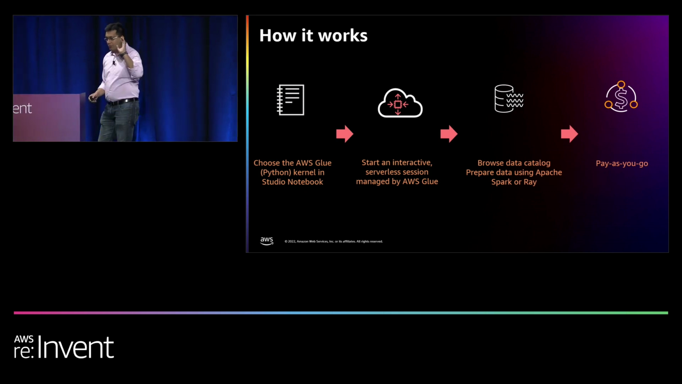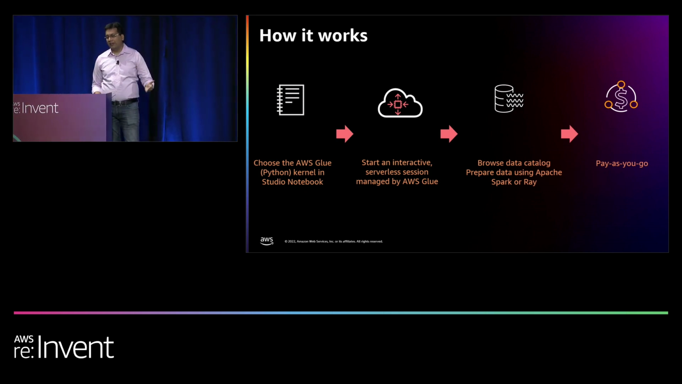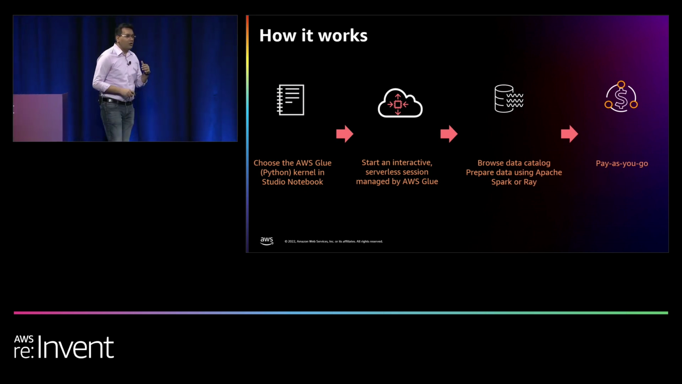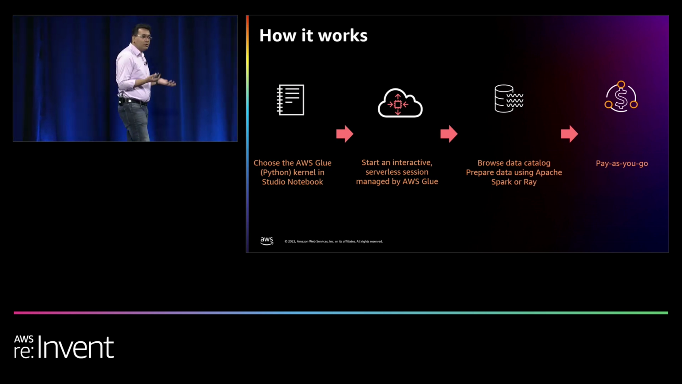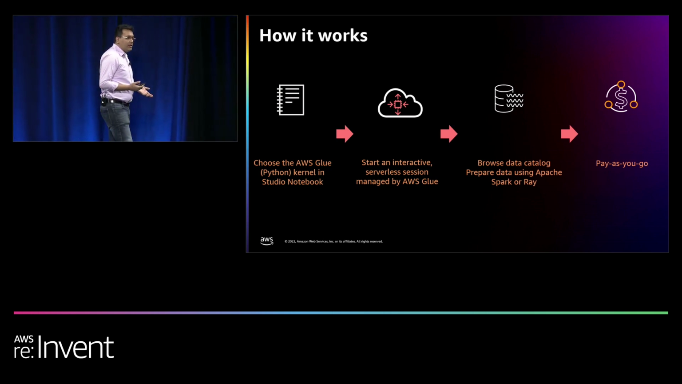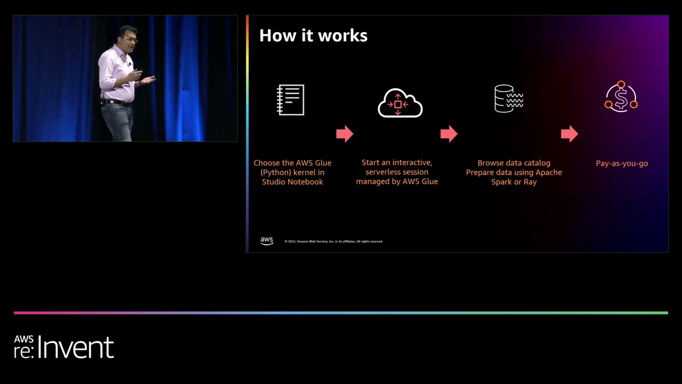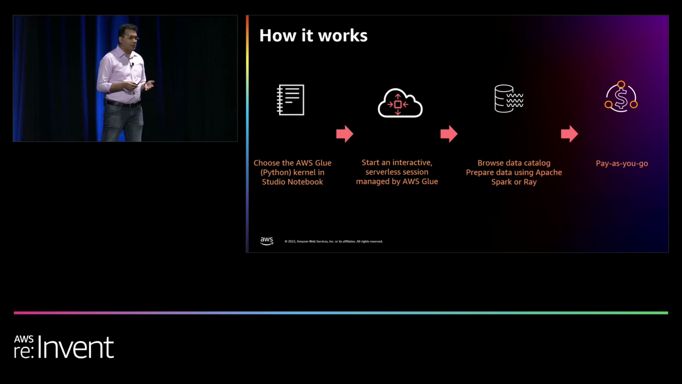For example, browsing catalog from Glue, ingesting data using SQL, or writing your Spark and Ray jobs and executing them on the fly. And the endpoint will automatically scale up and down depending on the compute needs of your data prep job. You no more have to manage clusters.